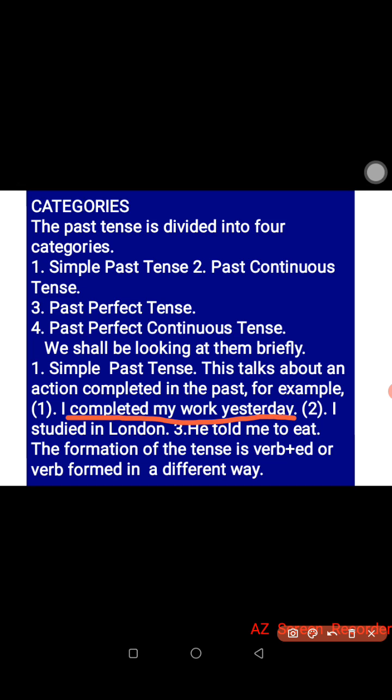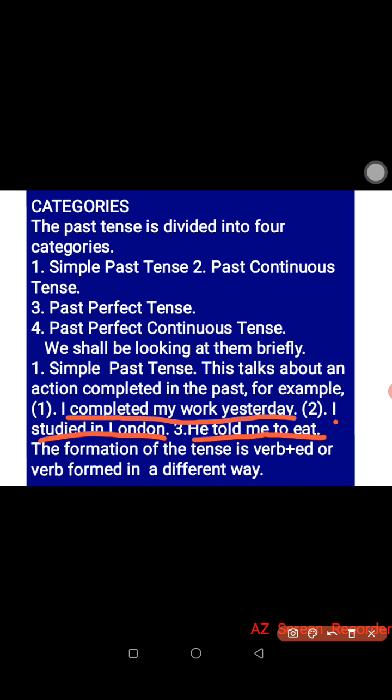Example 2. I studied in London. This is a simple past. Where did I study? In London. Example 3. He told me to eat. All these sentences that we have discussed fall under the simple past tense.